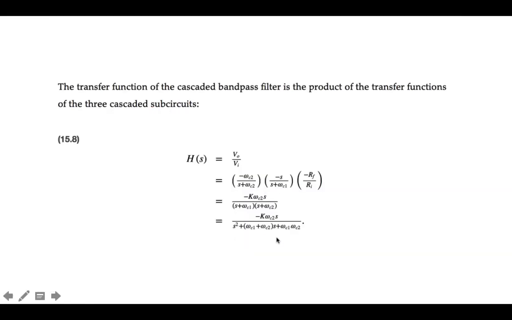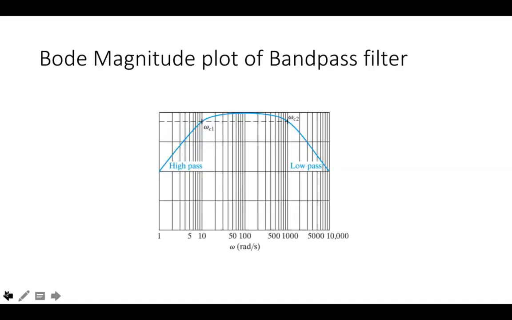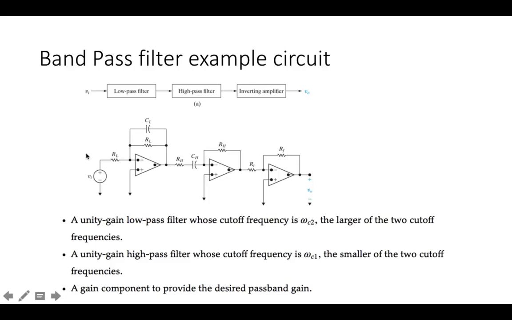This is your design equation for the cascaded op-amp filter, where you would just have two RC op-amp filters, one being a low pass, one being a high pass, and then if a gain is desired, you add that third stage. So once again, let's go back and look at that figure. Here is our low pass, here is our high pass, here's our inverting amplifier.